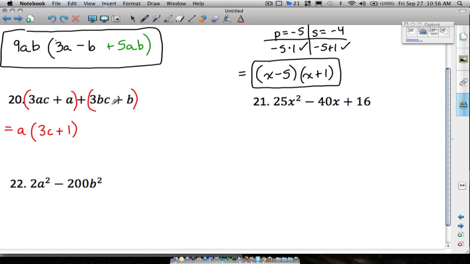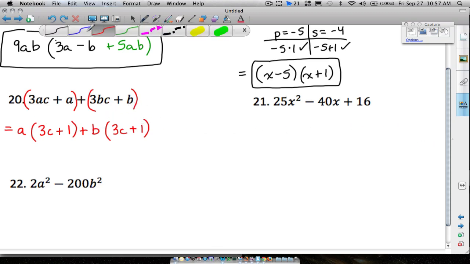Let's do the same thing for the second group. They have a b in common, so I'm going to bring the plus down. Pulling that b out, you're left with 3c just right there. And be careful here again, that's going to be +1. Because notice if you were to distribute this b back, that would be 3bc plus the b, because b times 1 is b.